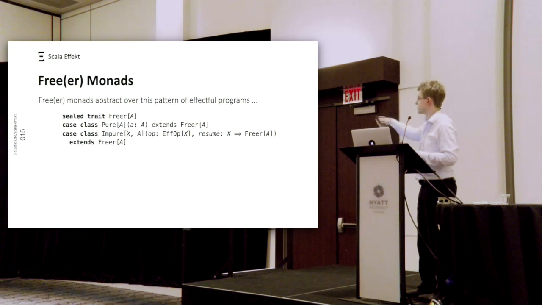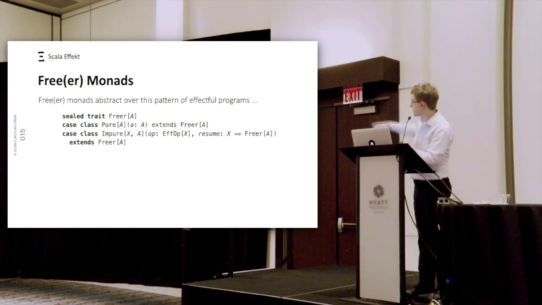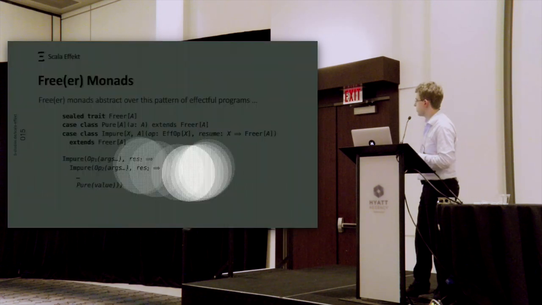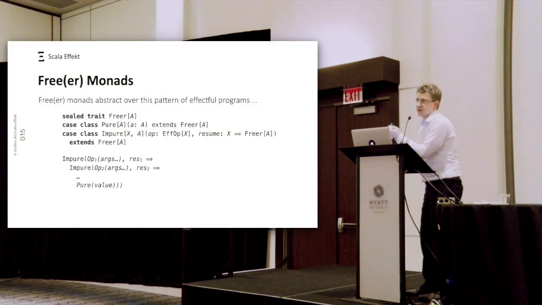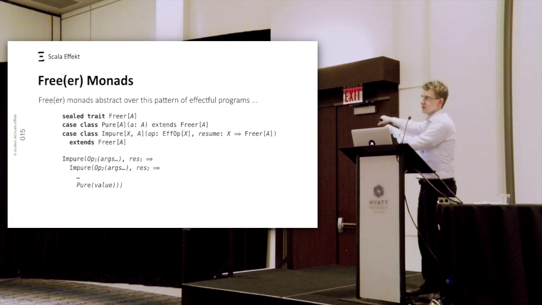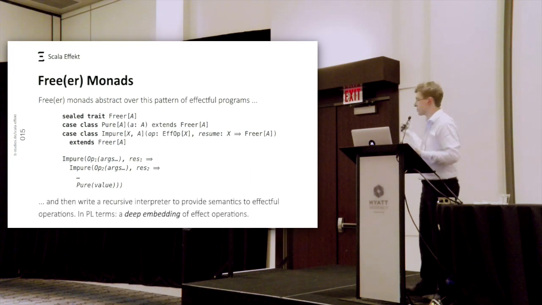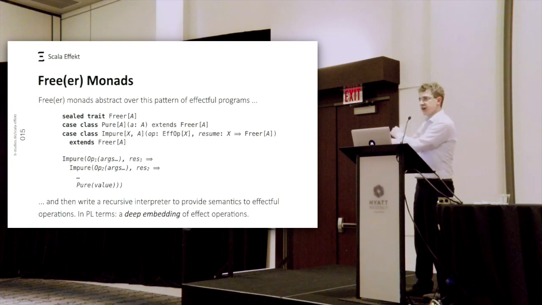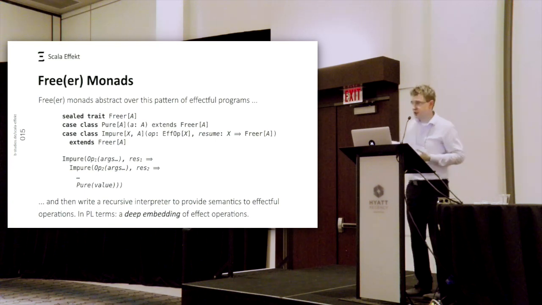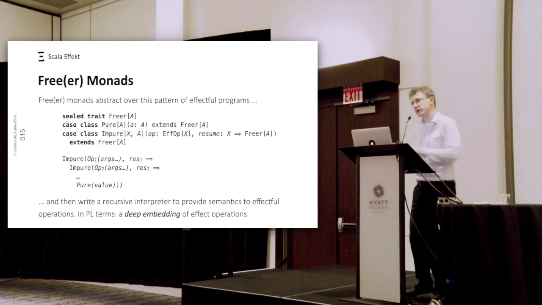If we look at a very simplified variant of a free monad here, we see that the continuation part is abstracted out into this constructor impure, such that the operations are now only commands that we send around. This tree structure is factored out into the free monad. Now to handle effects, those libraries write recursive interpreters, recursing over this tree, encountering operations and then providing semantics to these operations. In PL terms, we can think of this as a deep embedding of effect operations, because we build up this tree of operations, then have a recursive interpreter over this tree that provides semantics.